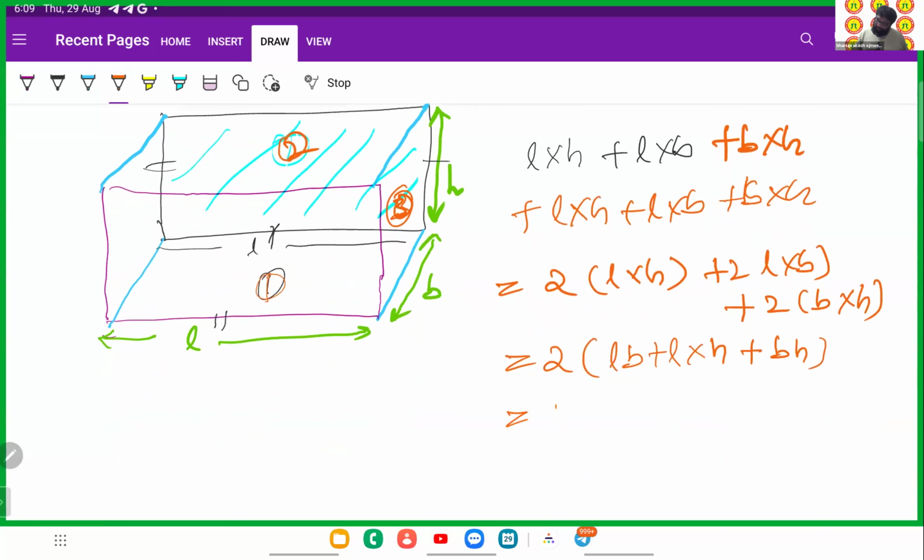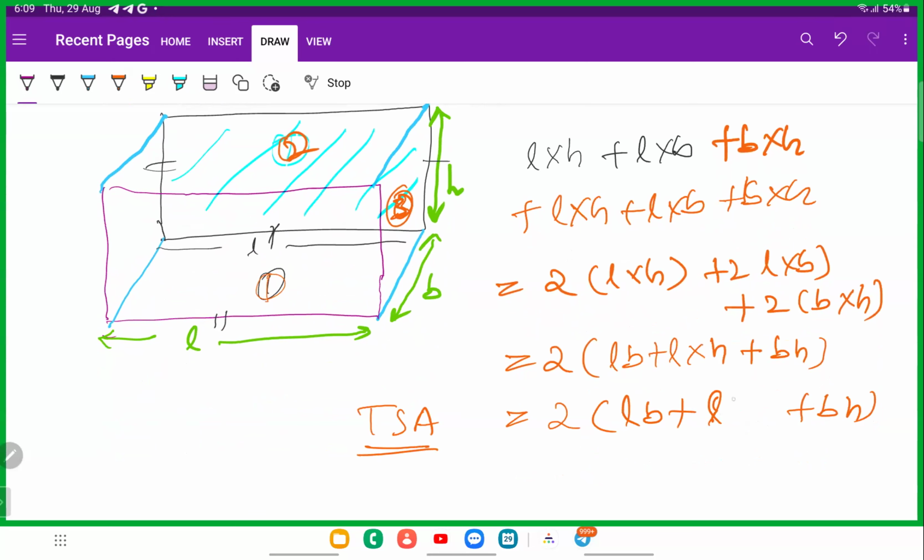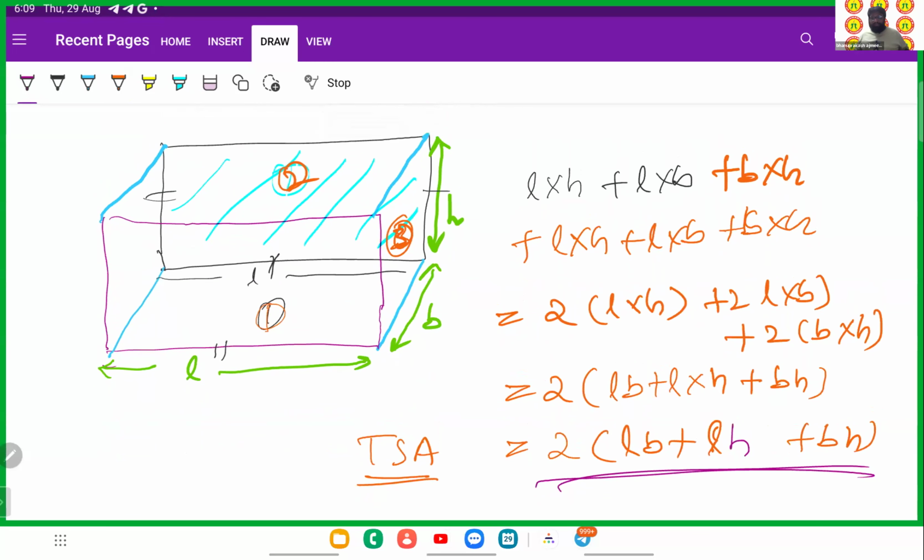So I can write it as total surface area, that is TSA, is equal to 2 into (length into breadth plus length into height plus breadth into height). So this is the formula. Any confusion till now? Please take a screenshot of this. Be quick. Later you can copy.